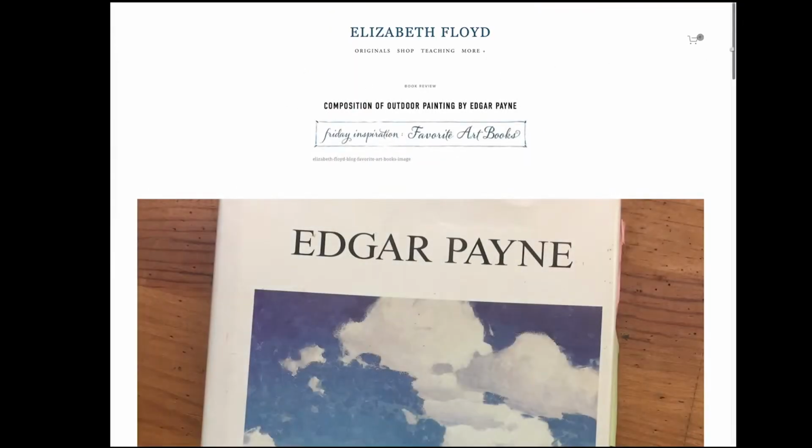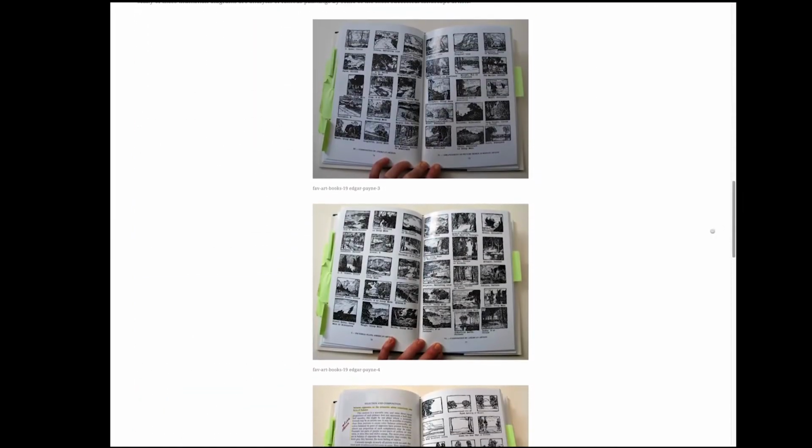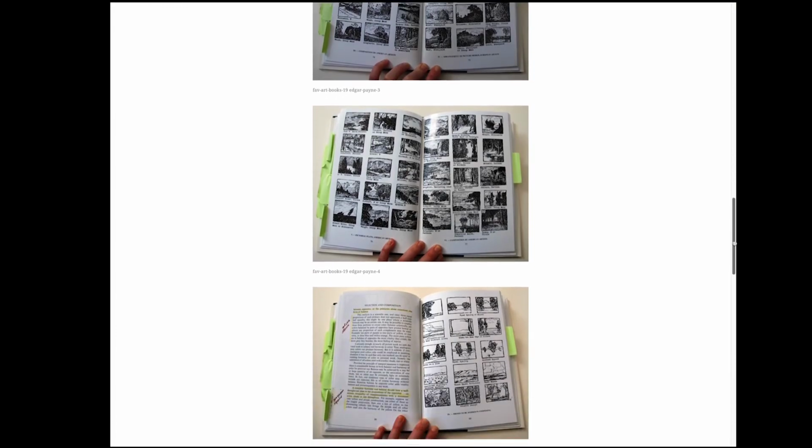I'm just going to keep my cursor away from that. So he goes through some of these images and talks about the composition. And that's one of the most difficult things to teach, is composition.